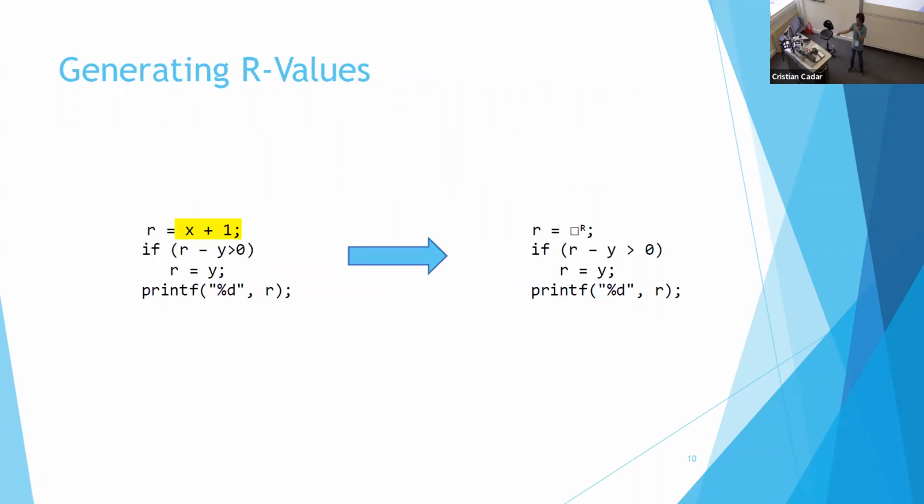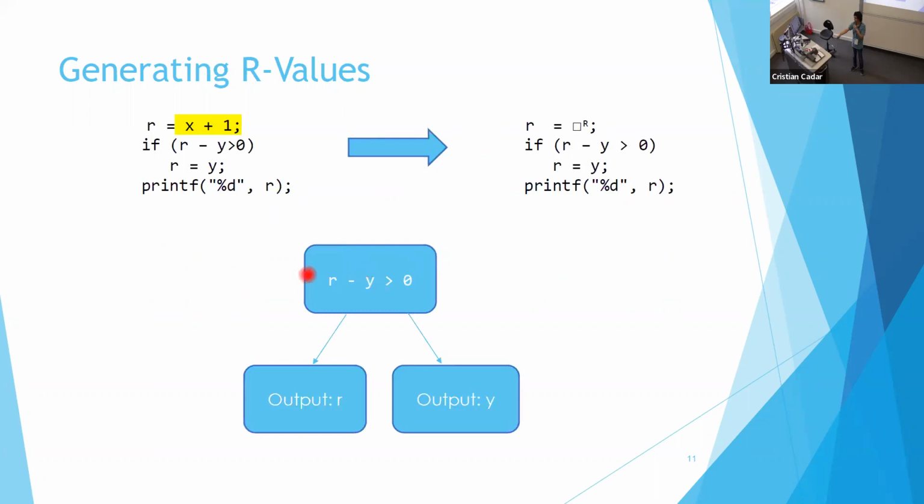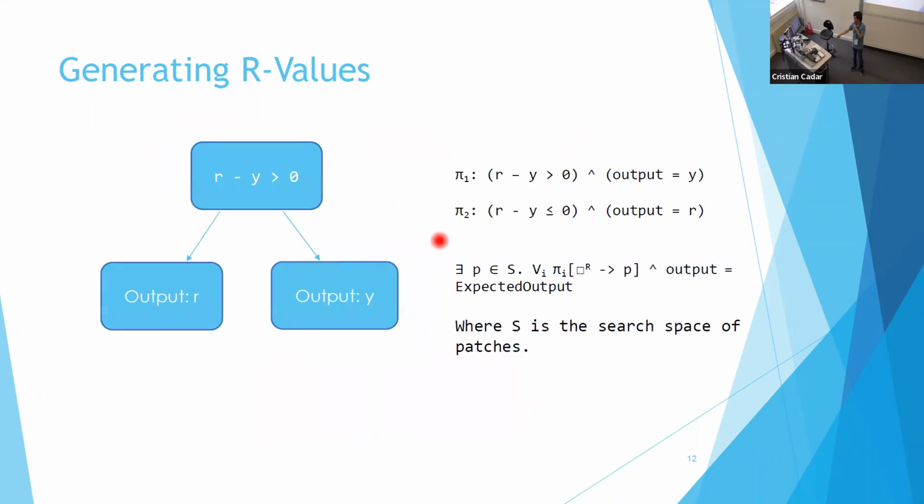Consider this example. In this example, we can see the highlighted part, which denotes a buggy R value. Existing approaches replace this buggy R value with a symbol and then run concolic execution. And with this, we end up with two paths: the path where R minus Y greater than 0 fails and the other path where R minus Y is less than or equal to 0. And using these two paths, we construct a specification, which is that there exists a patch P in the search space such that at least one of the paths is satisfied with respect to the patch, and the output is the expected output.